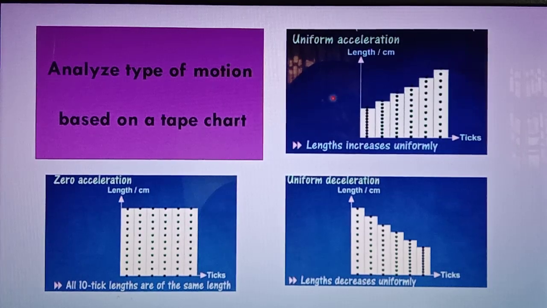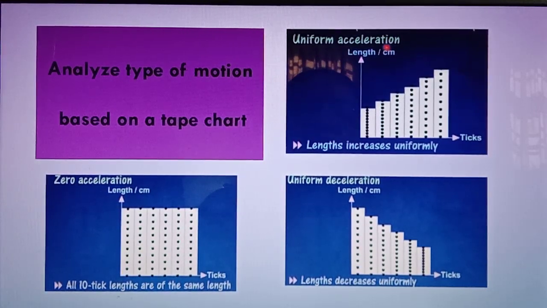Okay, based on the tape chart produced, we can also analyze the type of motion. Look at the first one here. When you cut out the six strips and paste them side by side, you can see all the strips are the same length. So in this kind of motion, all strip lengths are the same, meaning the distance between two dots is constant. This one we call uniform velocity. When there is uniform velocity, the object does not accelerate, or we call it zero acceleration.